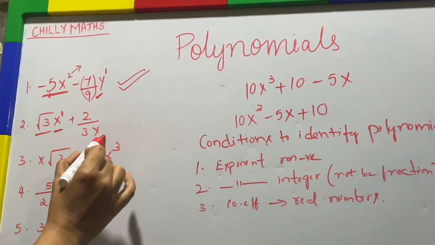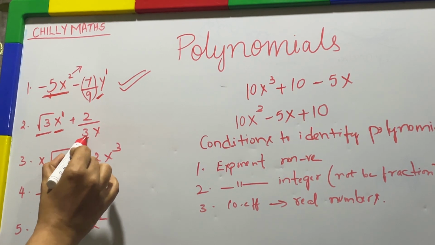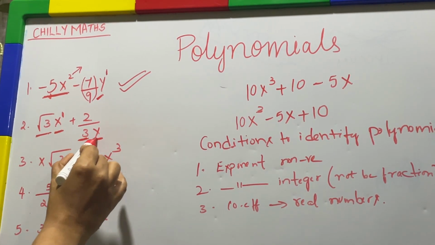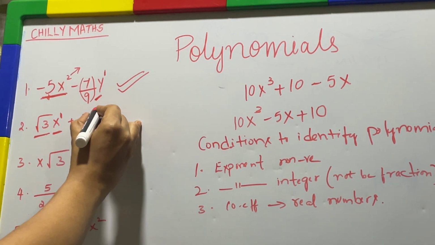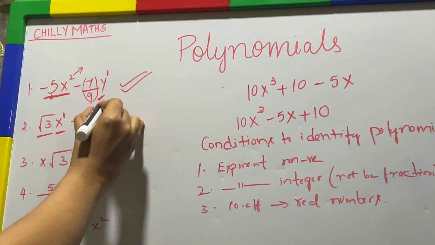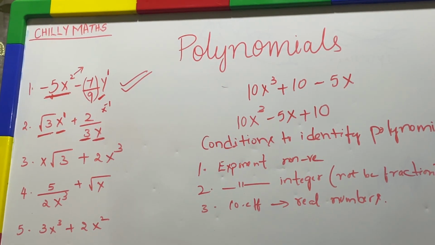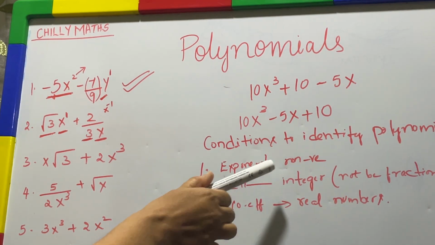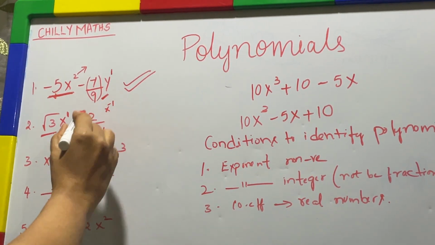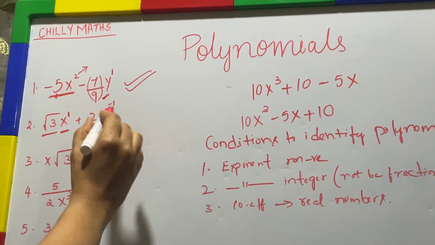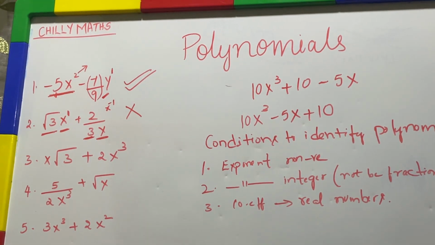Again, coming to the second term, it has a real coefficient. And coming to the x, since it is in the denominator, if you move it to the numerator, the exponent becomes -1. So as per our condition, it should be non-negative. So this doesn't satisfy all our conditions. So this is not a polynomial.